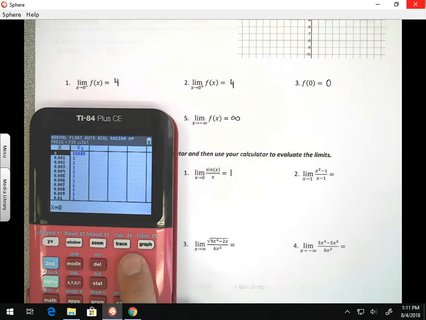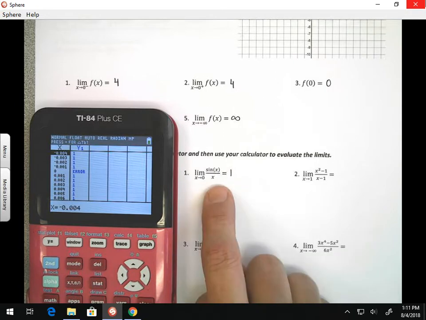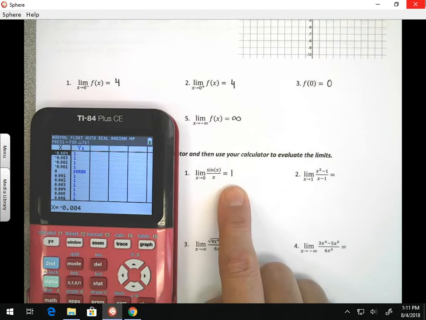So here's my table. As I scroll up, I can see the values approaching 0 from the left. Those are the values smaller than 0. And I can see as I approach 0 from the right. It looks like, even though the function is not defined at 0 because of that denominator, from both the right and left-hand side I'm approaching 1, so I know what I saw in my graph is correct.